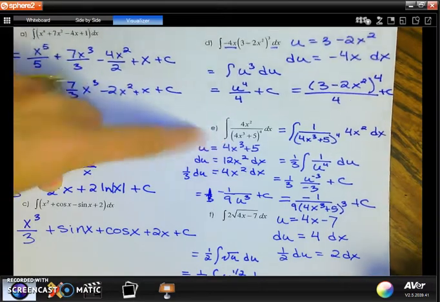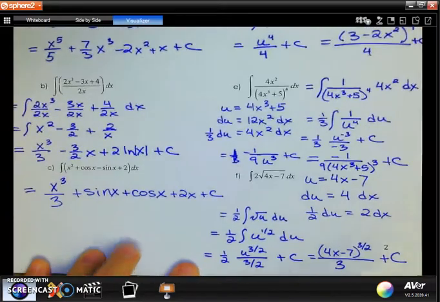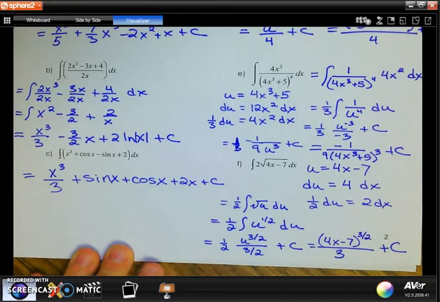Perfect. Then I have the other answers for those two down there, so you could pause and take a look at those and check your work as you go.